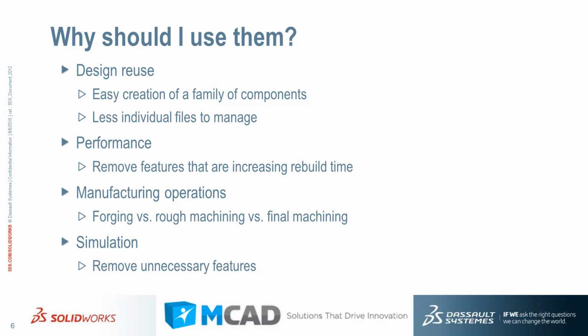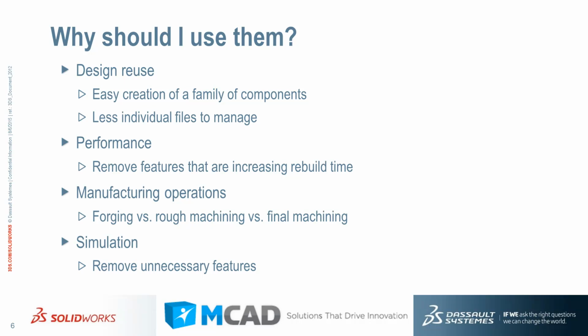And we can modify our configurations accordingly. Maybe you're just looking to optimize some performance. You could set up a performance configuration that suppresses features that are increasing your rebuild time, maybe lots of fillets or a pattern or something along those lines. You may want to represent manufacturing operations; configurations can do that as well. One configuration for a forged part versus rough machining versus final machining, and the different configurations show these various aspects of the manufacturing process.